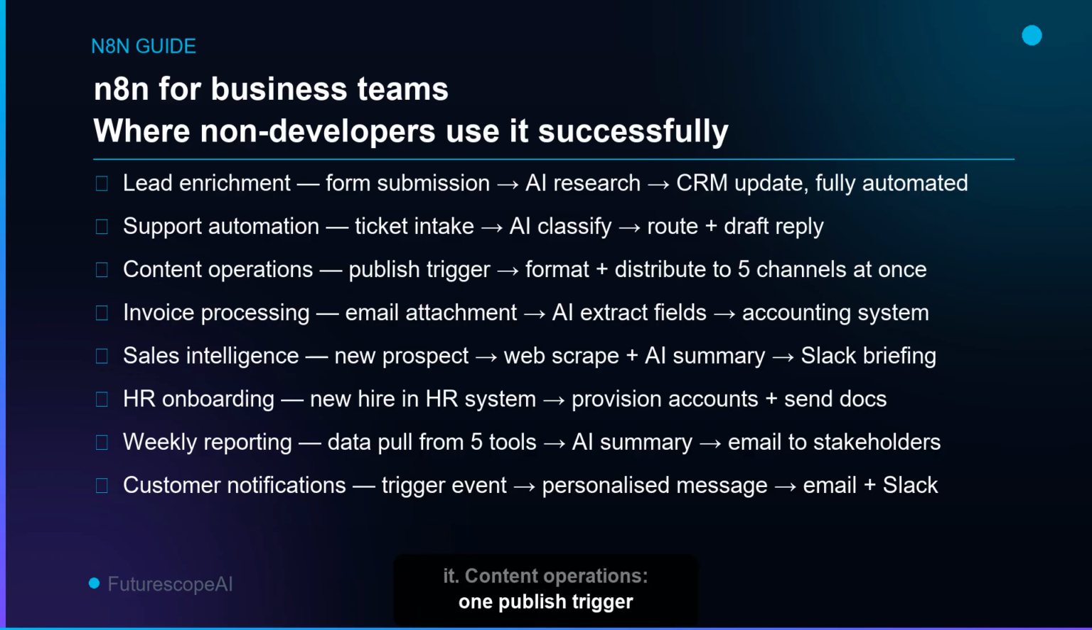Content operations: one publish trigger distributes formatted content to 5 different channels simultaneously, each receiving the format appropriate for that platform. Invoice processing: a new invoice email attachment is read by the workflow, AI extracts the vendor, amount, and due date, and the record is added to the accounting system without manual entry. Sales intelligence, HR onboarding, weekly reporting, customer notifications, all standard n8n use cases for business teams who have a developer to set them up.